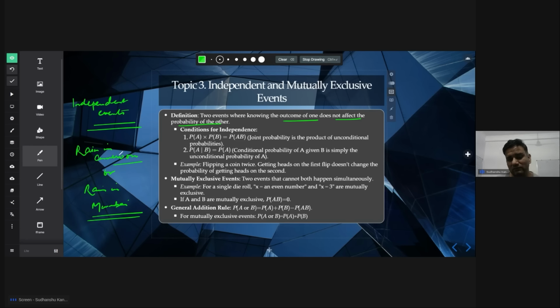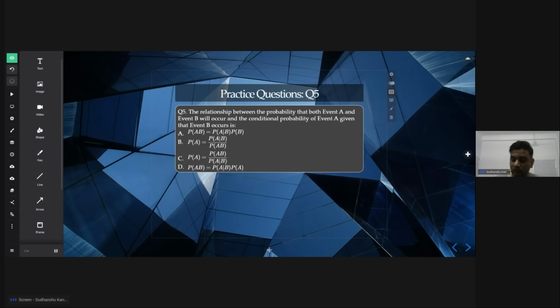So now going back, I'm just holding this part right now, and we will do it later. Let's solve the numericals first. When we solve the numericals, what we get here is the relationship between the probability that both event A and event B will occur and the conditional probability of event A given that event B occurs. It is this part, the probability of AB.